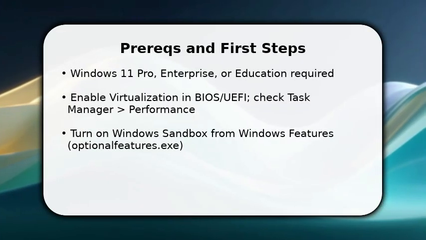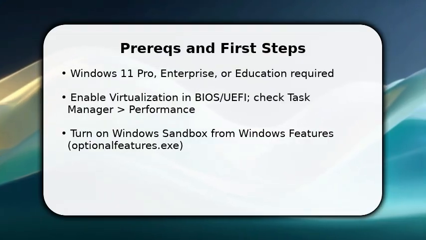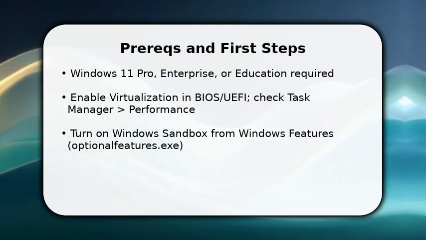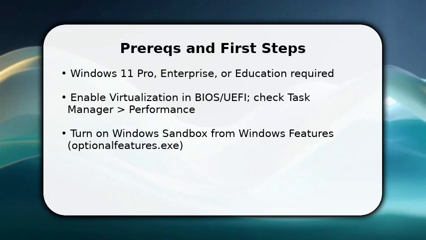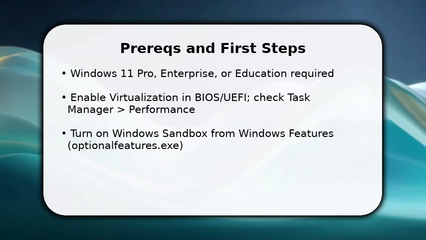You need the right edition and virtualization enabled. That's non-negotiable. First, reboot into BIOS or UEFI and enable Intel VT-x or AMD-V, then boot back to Windows. Once done, open Start, type optionalfeatures.exe, and press Enter.